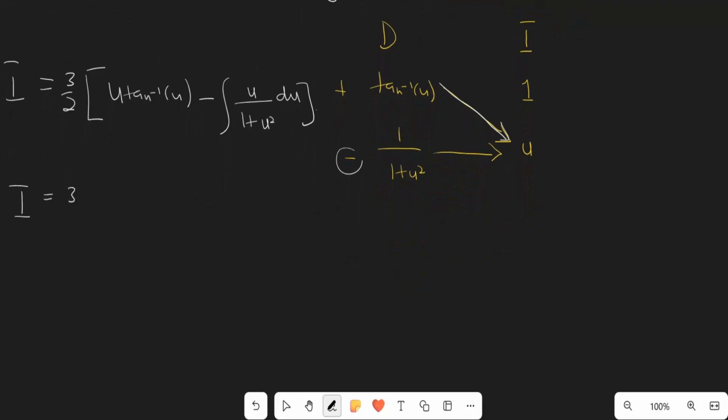So I is 3 over 2 u tan inverse of u minus, I am going to multiply this one by 2 and divide the integral by 2. And now we see that the differential of the denominator here is just the numerator. So that is just equal to the ln of the denominator. And it's positive, so we don't need to put it in absolute value terms. We are done, we put the constant of integration.